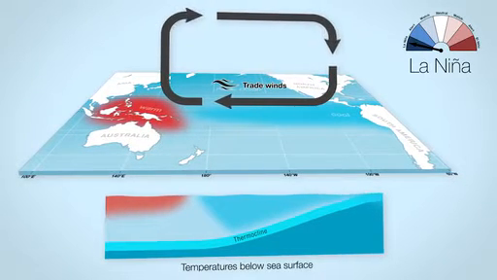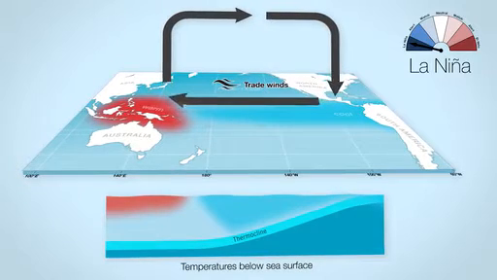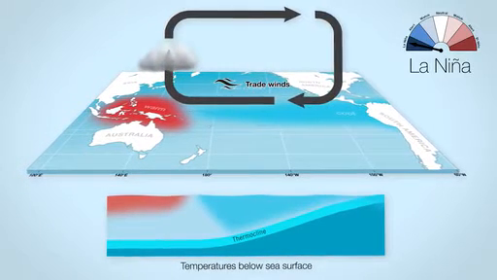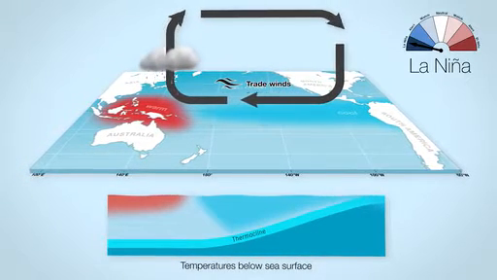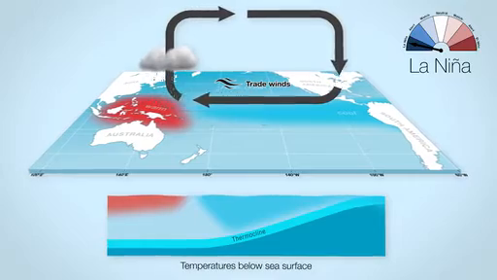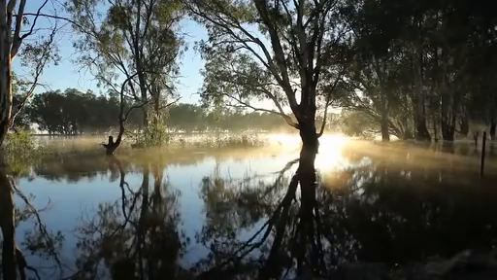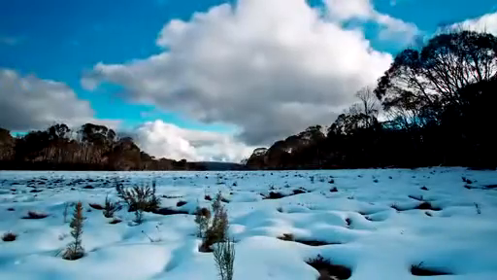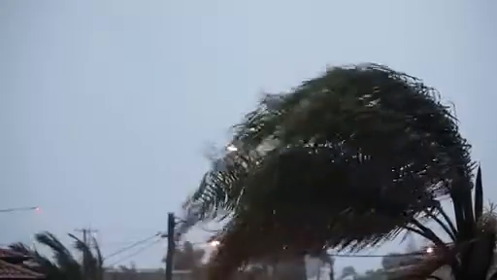With the higher ocean temperatures, we get greater evaporation, more cloud, and more rain in the Western Pacific. For Australia, this means a higher risk of widespread flooding, lower daytime temperatures, and more tropical cyclones.